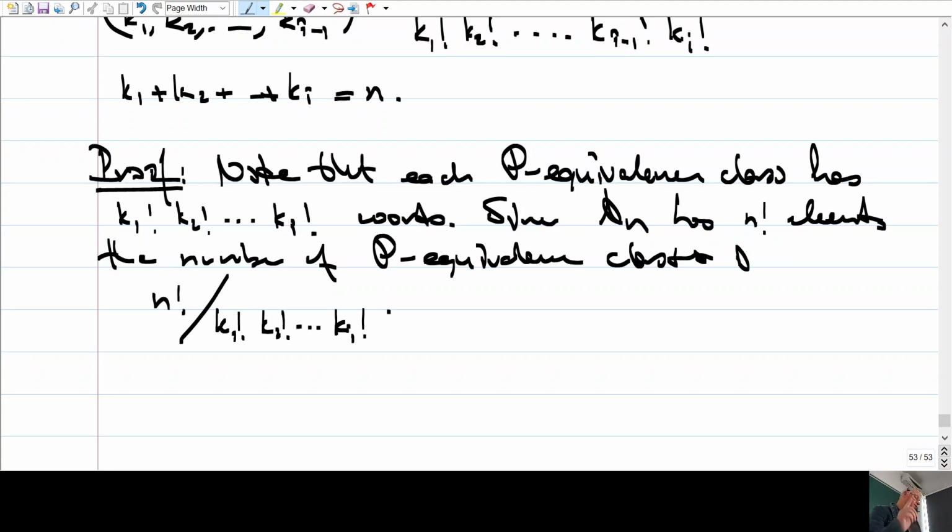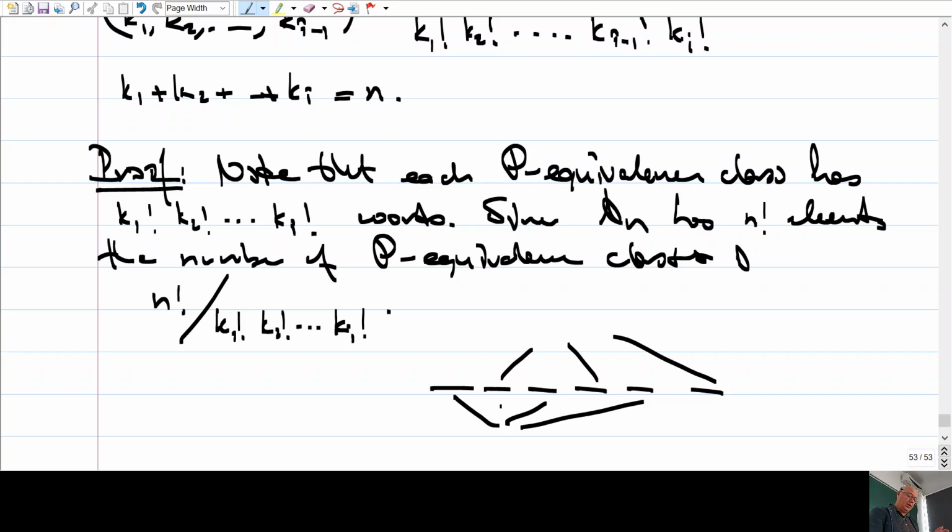Since we are considering only words of length n, each word should contain all the elements in each Ci, okay? And of course, let's say you have something like this, and these elements are from C1 and these elements are from C2. So I have how many choices? Well, 3 factorial choices here and 3 factorial choices here. So 3 factorial times 3 factorial.